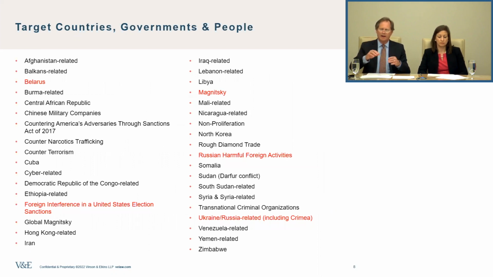So OFAC, remember two slides ago we talked about OFAC. This is a current list of OFAC's various sanctions programs. We've highlighted in red the ones that really relate to the Russian situation, which we're going to talk about today. The first of those is this Magnitsky sanction you see over in the right-hand column.